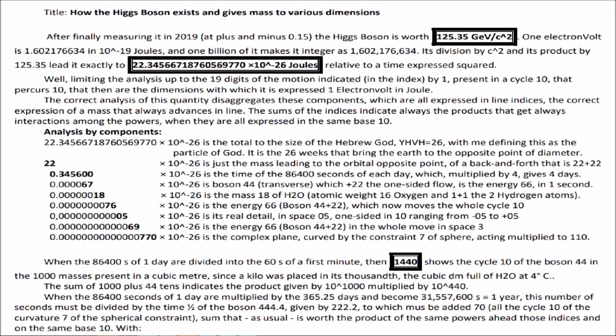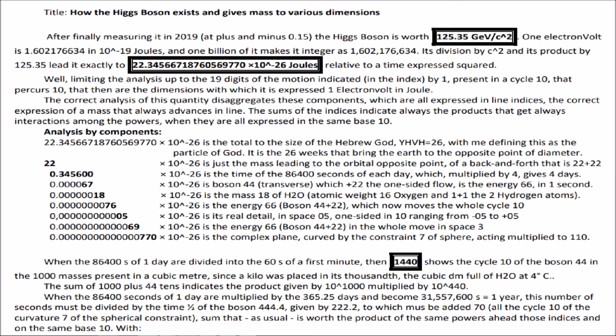Afterwards 0.345600 times 10 to the power of negative 26 is the time of the 86,400 seconds of each day, which, multiplied by 4, gives 4 days. Afterwards 67 times 10 to the power of negative 6, the complex space, multiplied by 10⁻²⁶, is boson 44, transverse, which plus 22 the 1-sided flow is the energy 66 in 1 second.